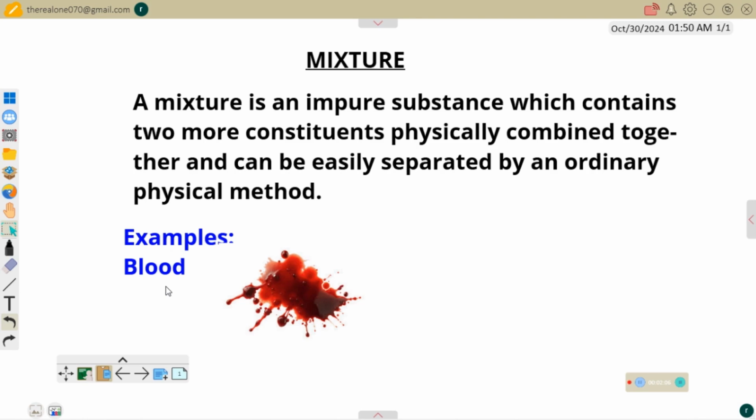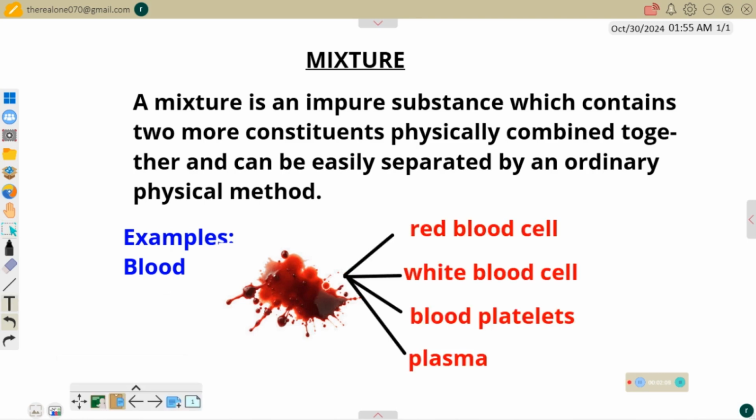Among the constituents of the blood is the red blood cell. So we have the red blood cell, white blood cell, blood platelets, and plasma inside our blood. Each one of these is a special constituent component on its own, which can easily be separated. And this is not a chemical combination. They are just combined physically together.